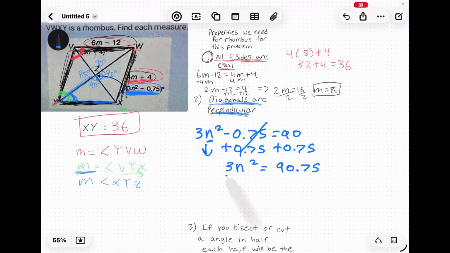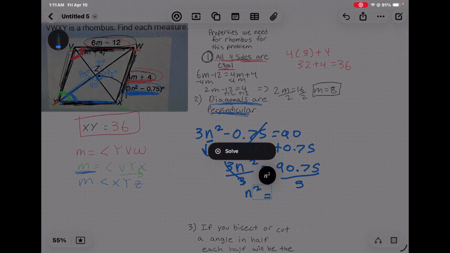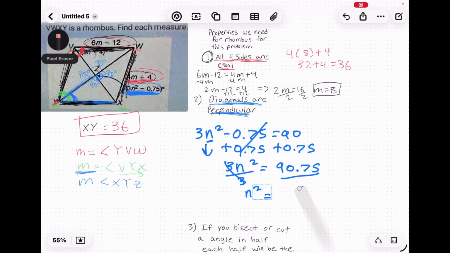Now I'm going to divide this by 3, divide this by 3, and I'm left with n squared equals 90.75 divided by 3. That's a weird looking 3. Let me change that. So if I divide that by 3, I'm left with 30.25. And I'm going to square root this, and the square root of 30.25 is 5.5. So n equals 5.5.